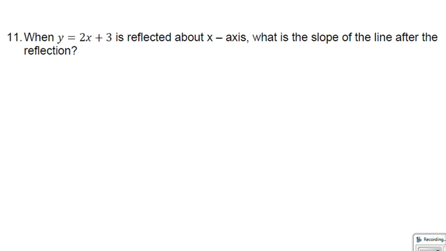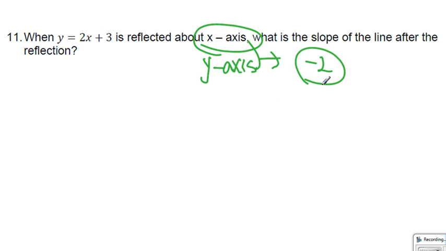All right, let's look at number 11. When the line is reflected about the x-axis, or in fact whether it's reflected about the x-axis or y-axis, we're going to get the same result. The slope is always getting negated, so in fact our answer becomes -2.